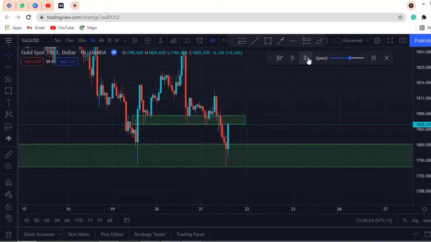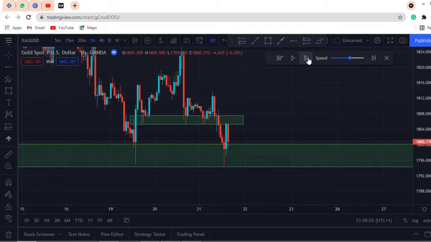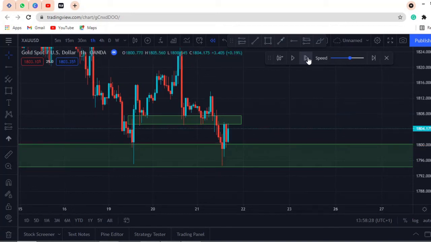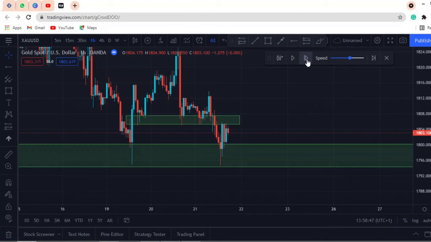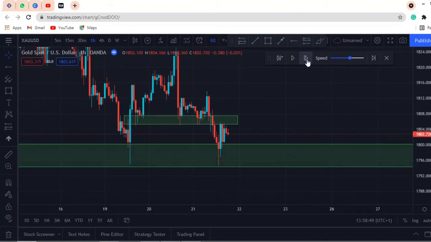So this is it. If you play this, you see that when it came down again and then came back, we entered another buy here. We're just trying to catch these little moves, from this zone here to this small zone here. So this is another move that we took, and then let's see how it went.